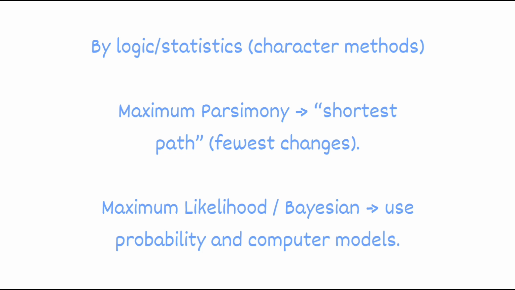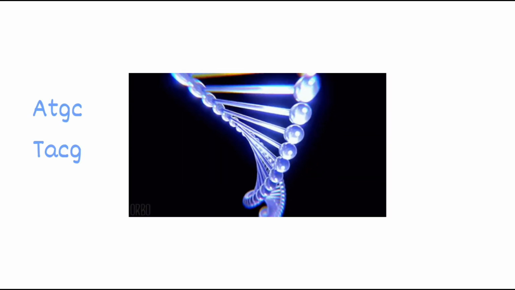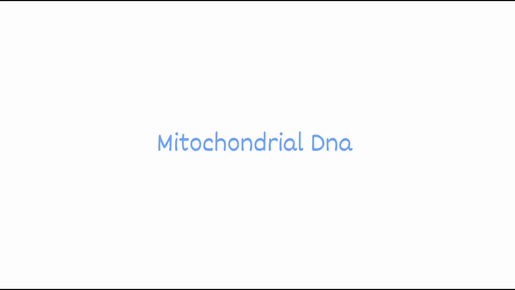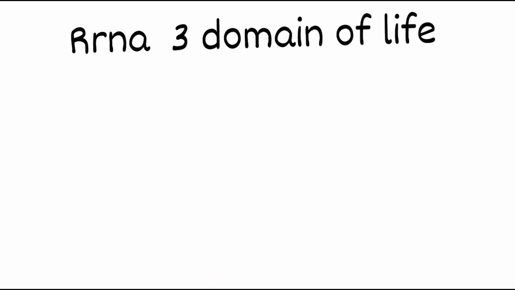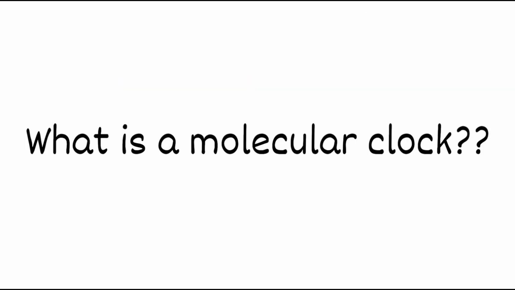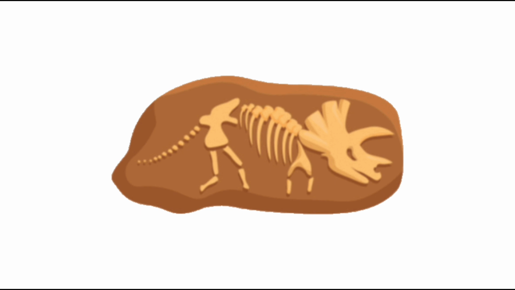The data which is used is DNA sequencing, protein sequencing, or a whole genome. DNA sequencing includes mitochondrial DNA or rRNA. For example, rRNA was used to discover the three domains: bacteria, archaea and eukaryote. Then there is the molecular clock. Mutation in DNA happens slowly like a clock. If two species differ by 5 mutations, we can estimate how long ago they separated. Fossils help to check this clock.